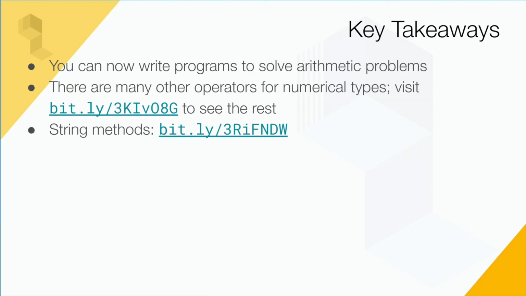So here are the key takeaways: you now have enough knowledge to write simple Python programs that can solve arithmetic operations. We've only just scratched the surface. There are many other operators that you can perform on numeric types. Visit the official documentation to see a whole host of them and play with them to see what they can do. There's a link provided in the instruction manual. Remember to also give the string methods a try. There are a ton of them, and there's a link provided in the instruction manual right at this point.